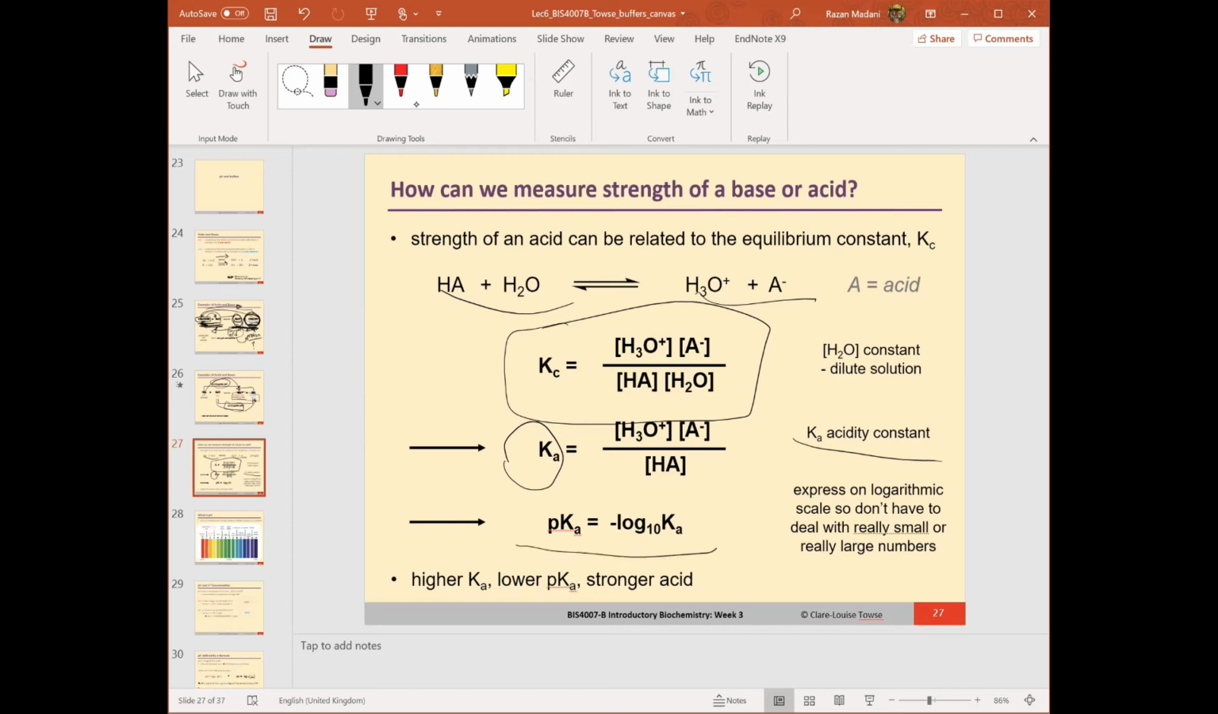This one also is an important equation as well, because you go back and forth from this one.